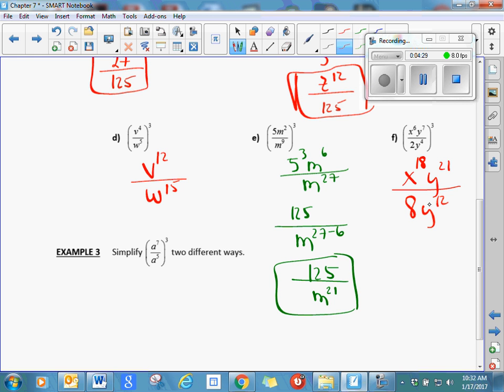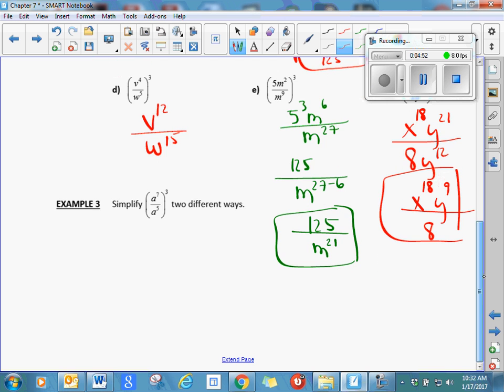Now I've got to look and see, are there any like bases I can clean up? And I do see these y's. So 21 is heavier than 12, so the subtraction of the exponents is going to go in the numerator. And I'm going to end up with y to the 21 minus 12 is 9. And 8 stays where it belongs in the denominator.